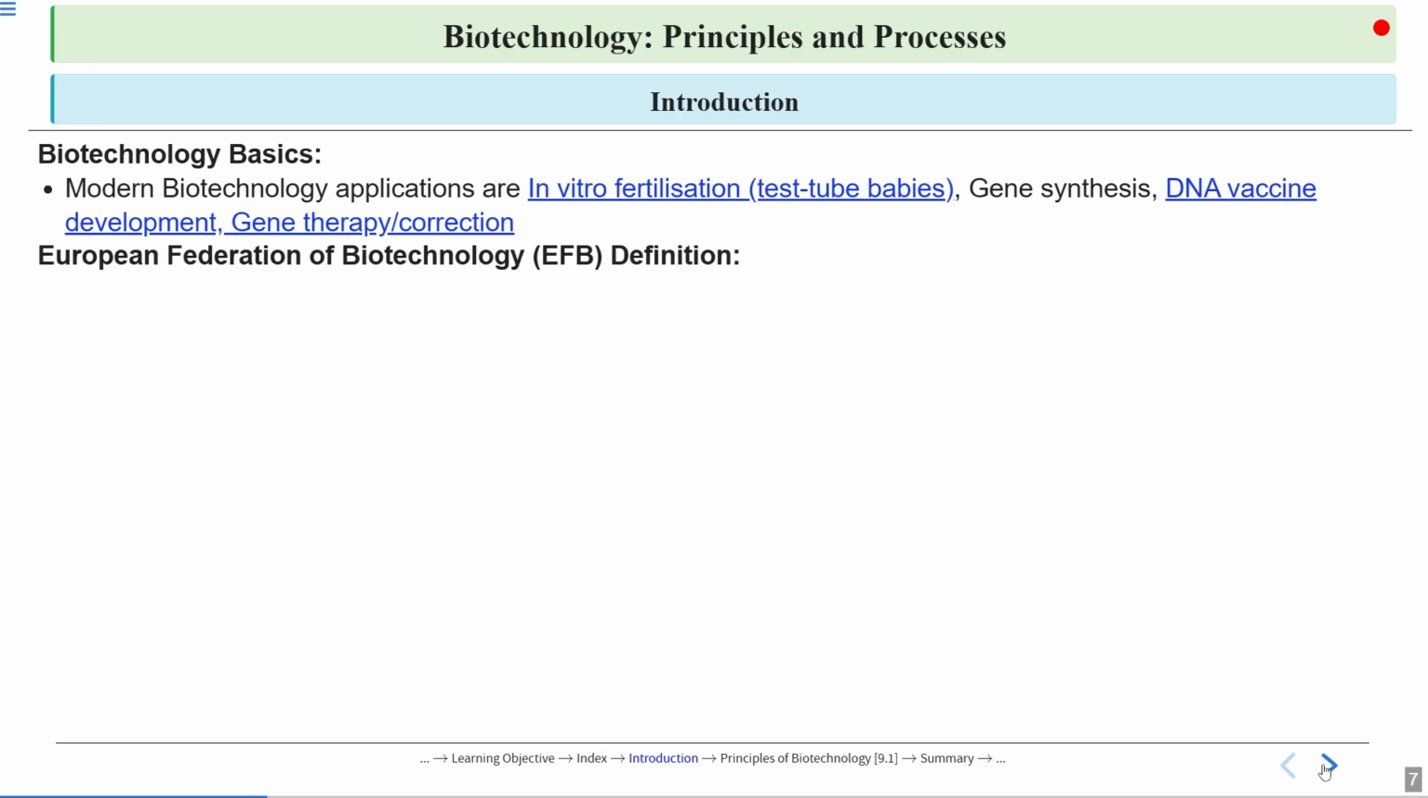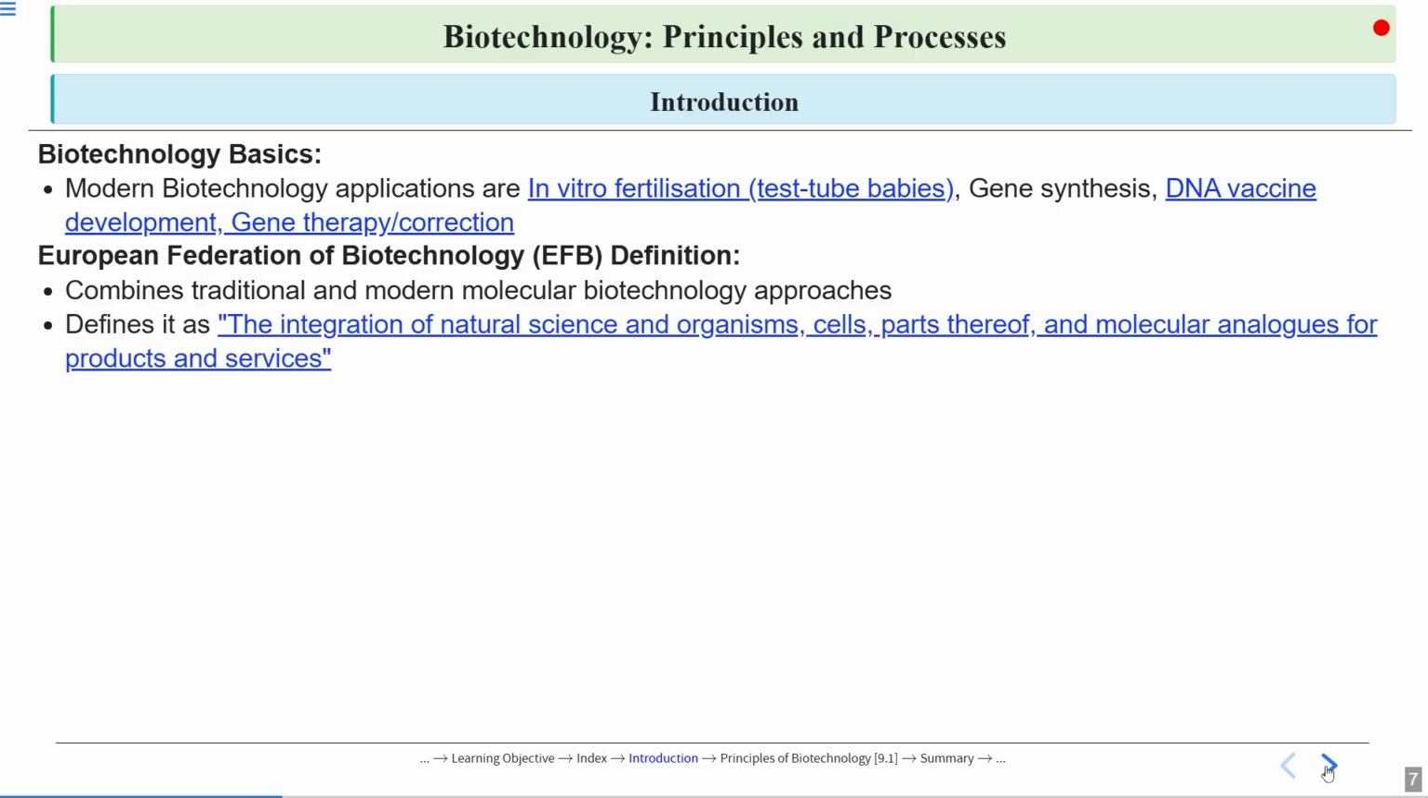As mentioned in NCERT, the European Federation of Biotechnology has given a definition of modern biotechnology, which combines the essence of both traditional and modern molecular biotechnology. It is the integration of natural science and organisms, cells, parts thereof, and molecular analogs for products and services. What does it mean?